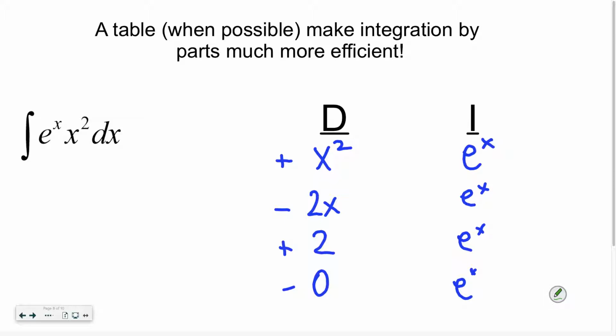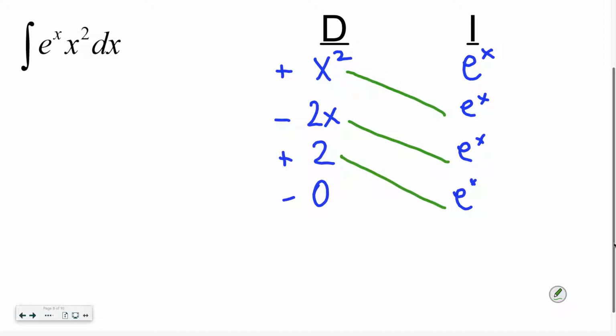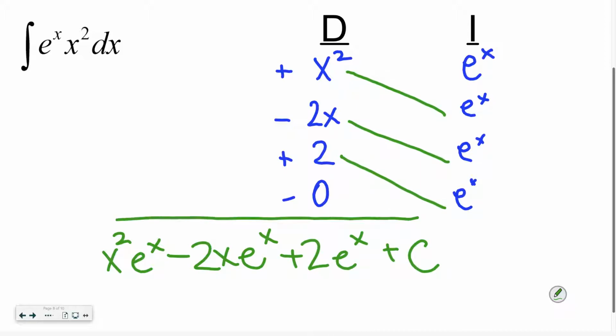Plus minus as well. Okay, now, we match up the v with the du, right? So v, du, v, du, v, du. So our answer to this integral is x squared times e to the x plus negative 2x times e to the x plus 2 times e to the x plus c.